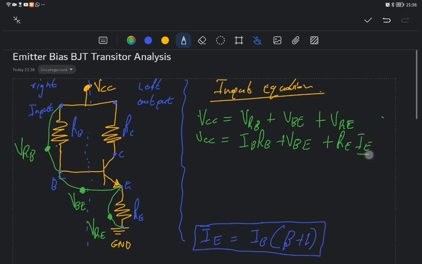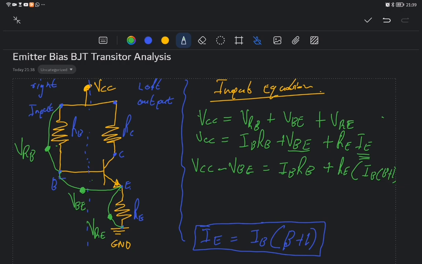But thank Lord, we have IE here, and you know what IE is. So wherever we see IE, we're going to substitute the value of IE. Therefore, VCC is equal to IB, but just to make things simpler for us, let's take VBE to the other side. So it's going to be minus VBE is equal to IB RB plus RE into brackets IB into beta plus 1, right?